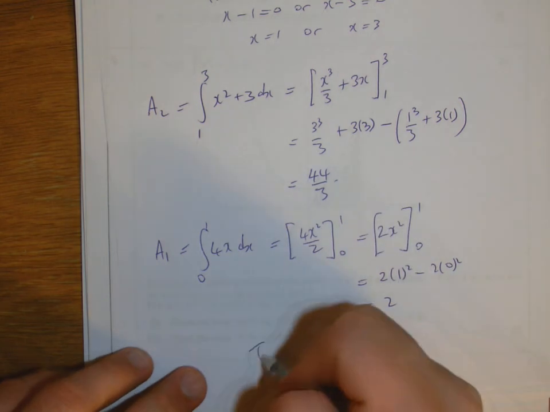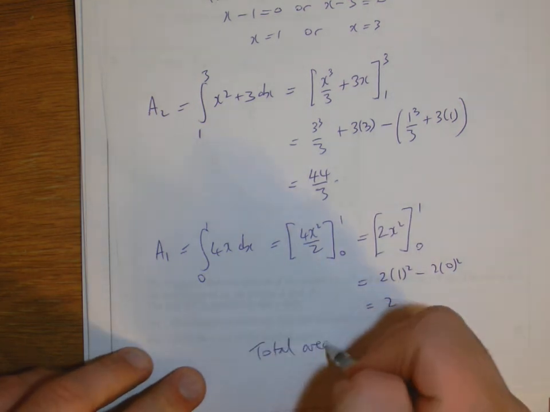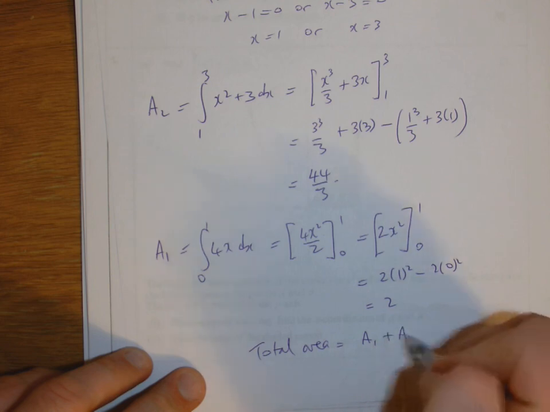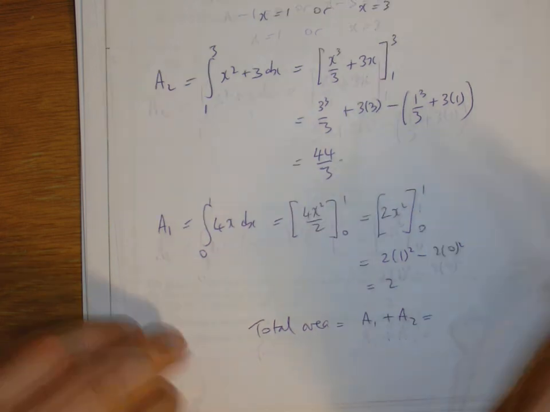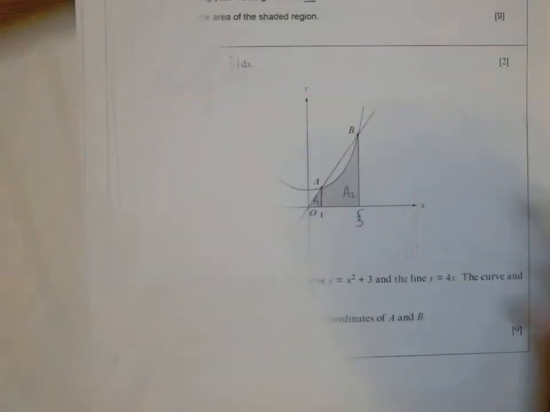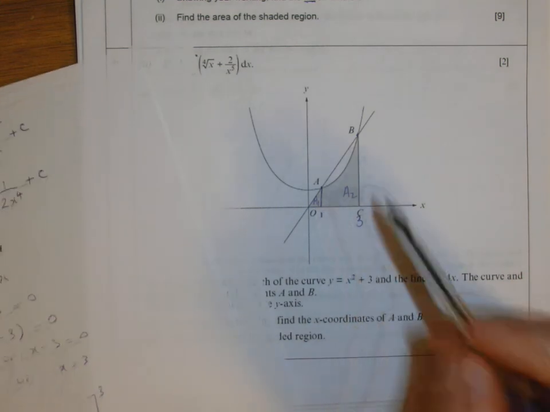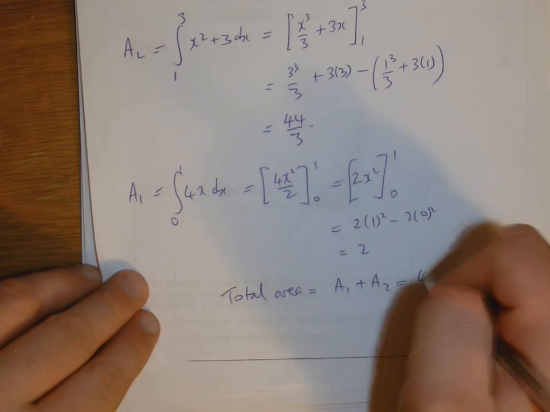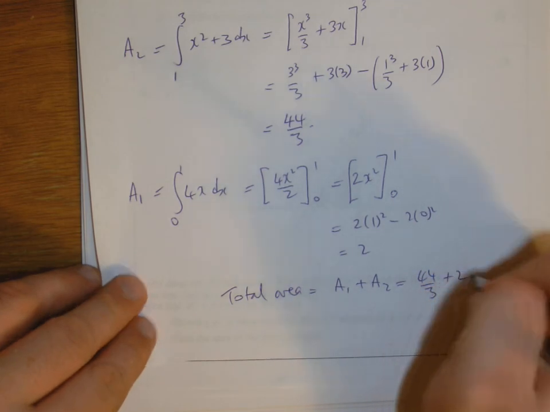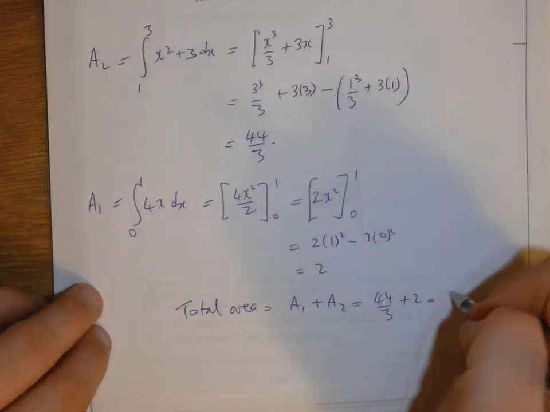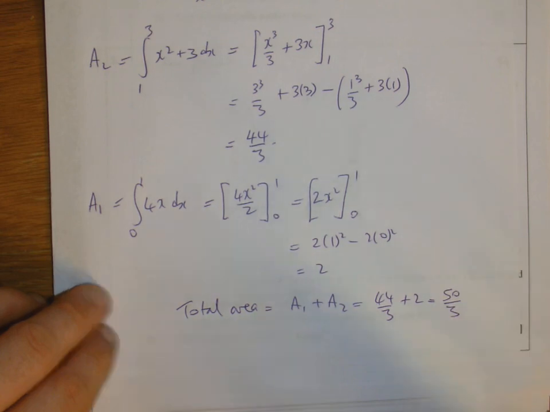So then remember now, the total area now is them combined, A1 plus A2. Okay, you have to combine them. Going back to the diagram again, you have to combine them, add them. This time we're not taking away, we're adding them. Gives you the total area. So 44 over 3 plus 2. Okay, and you can use your calculator and you get 50 over 3.